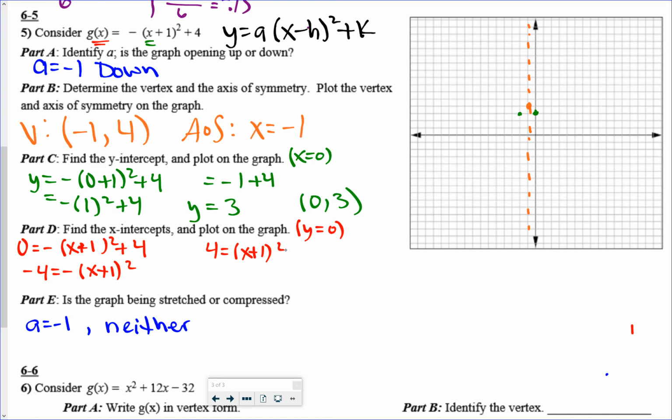What's wrong? Because I divided each of these by the -1. Yep. How do we undo a square? Square root it. So that gets rid of my little exponent 2. But the square root of 4 is now positive and -2, equals x plus 1. We should have 2 X-intercepts, right? So when I subtract the 1 over, we need -1 plus 2, and -1 minus 2. So that gives me a +1 and a -3.